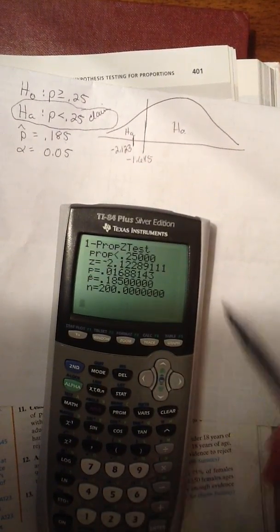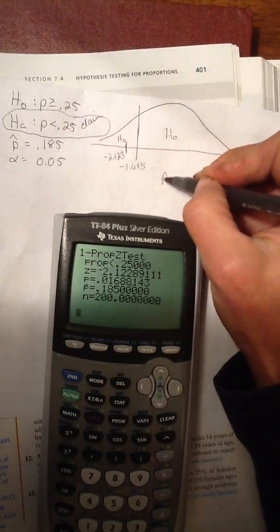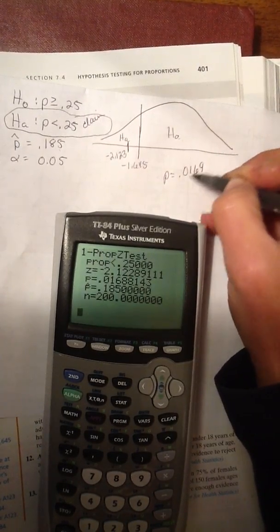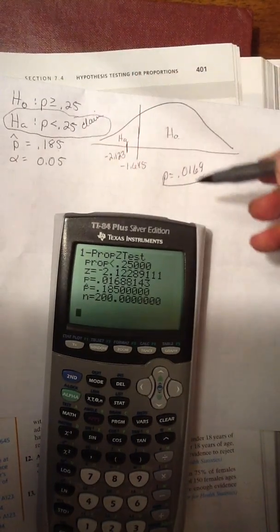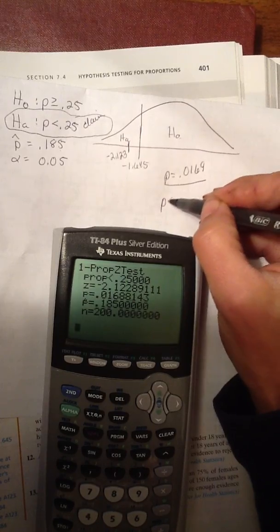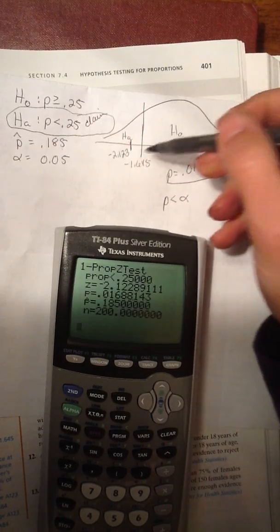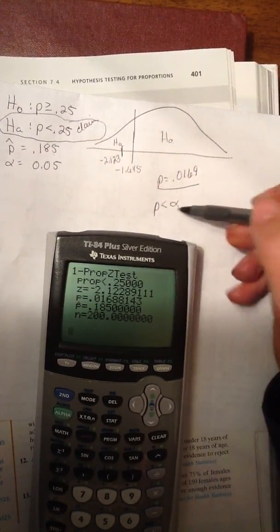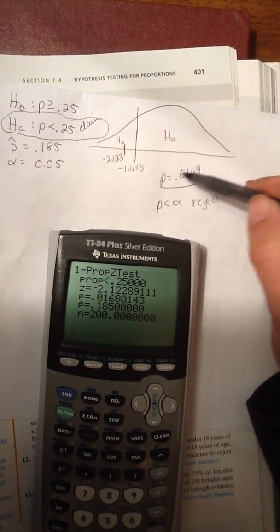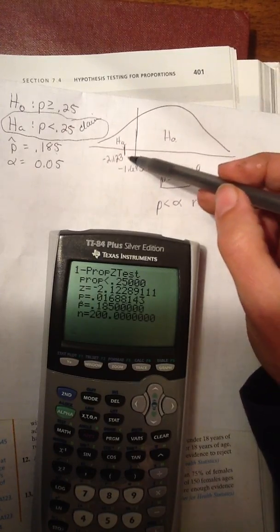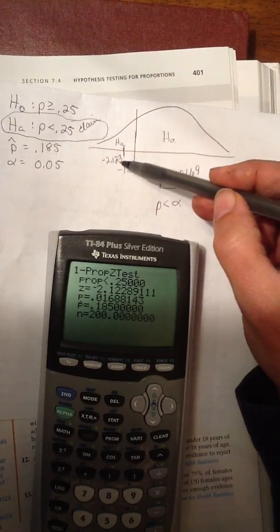Now you also have a p-value of 0.0169. You can use that also, because if p is less than alpha, that means you reject the null. Anytime p is less than alpha, reject the null. You get the same results whether you use this p-value or whether you compare your critical value to your test statistic.